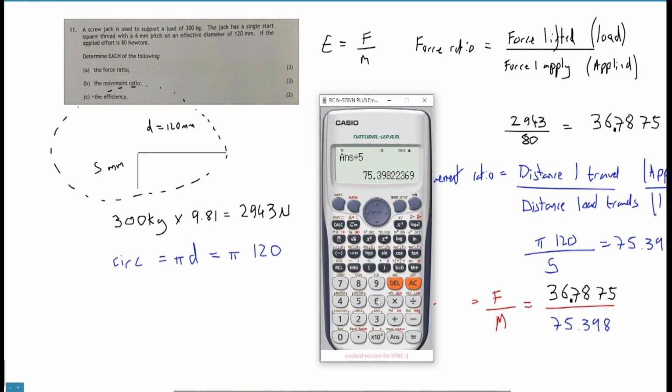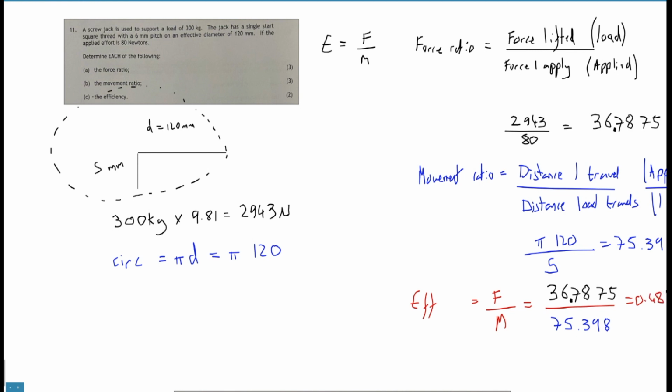So let's get a calculator. We do 36.7875 divided by the 75.398. It's 0.4879. I can times by 100 to turn into a percentage. Either one is acceptable. 0.48 means 48%. I'll write it as 48.79% efficient, just to be clear about that, by timing it by 100 in my head. That's it.